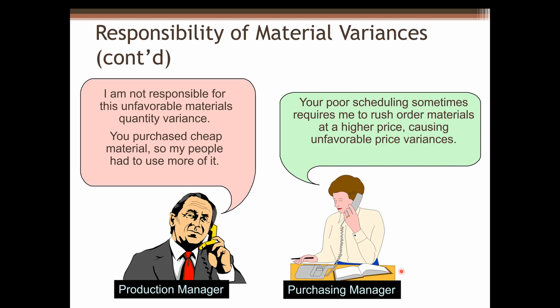But sometimes, the materials variances are not always entirely controlled by one person or one department. For example, the purchasing manager may purchase lower quality raw materials, which result in an unfavorable materials quantity variance for the production manager. And the production manager may schedule production in a way which requires express delivery of raw materials and result in an unfavorable materials price variance. And they may fight each other.